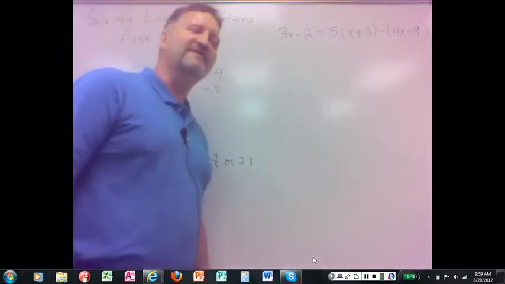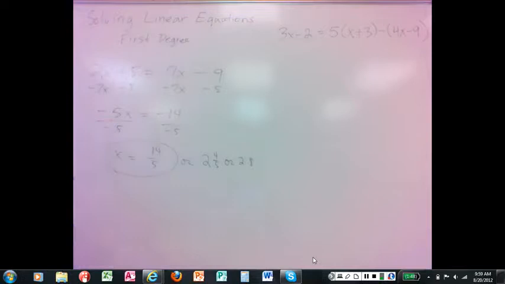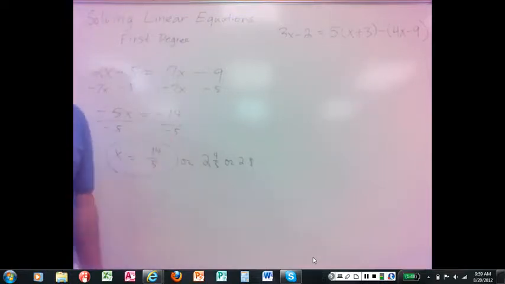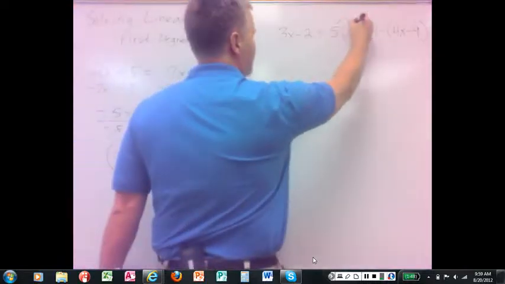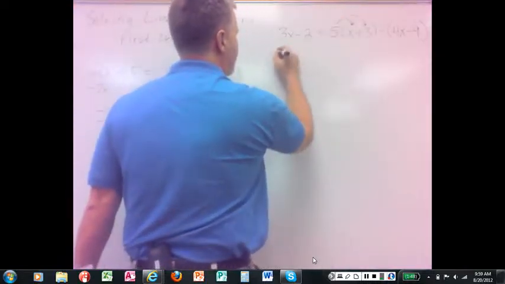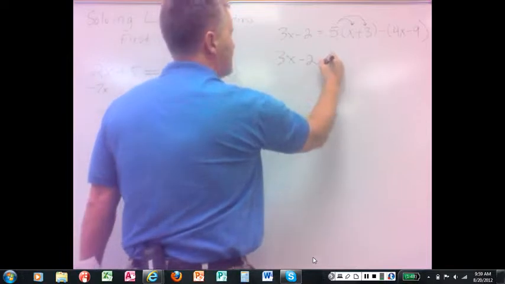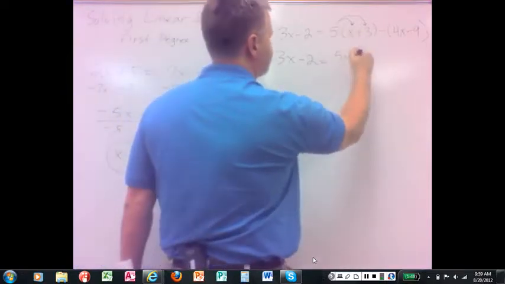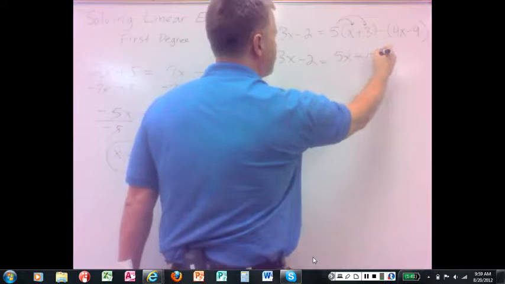Distribute, yeah. A lot of times in mathematics, it's knowing the terminology and what to do and when to do it. In this case, the term is distribute, right? Distribute in the parentheses. You've got a 5 on the outside of these parentheses. You've got to distribute here. So we have 3x minus 2 equals, and then distributing means multiply. So I have 5 times x, and then 5 times 3 is 15.